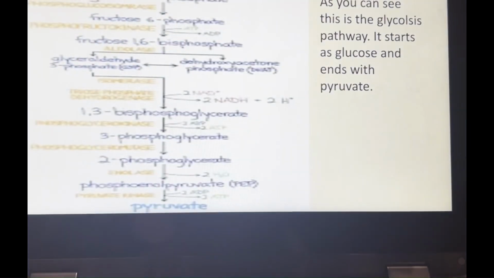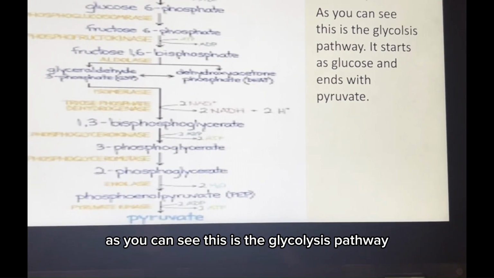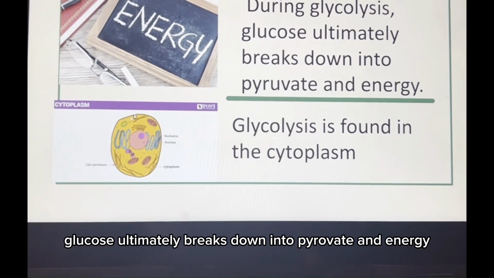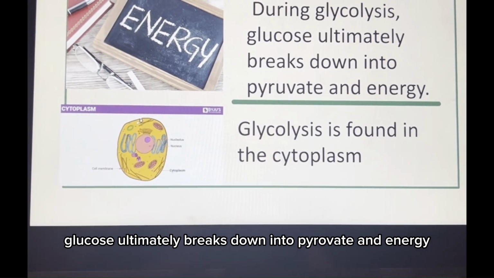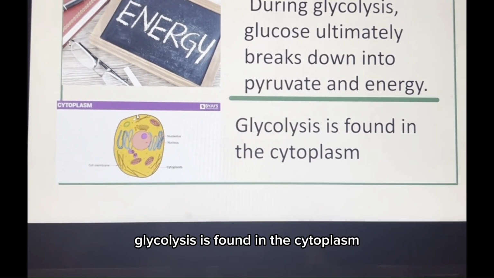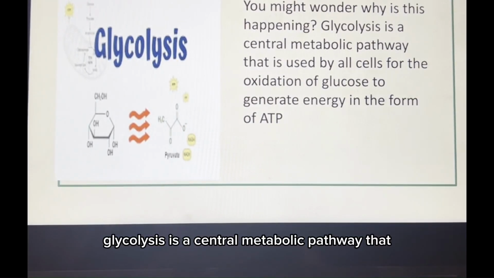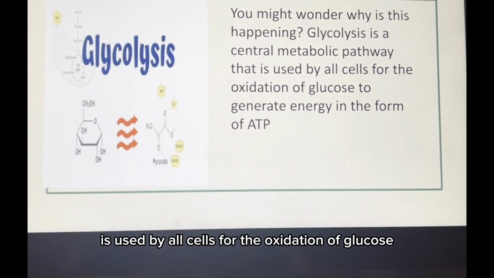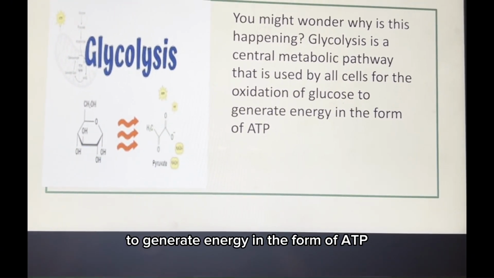As you can see, this is the glycolysis pathway. It starts as glucose and ends with pyruvate. During glycolysis, glucose ultimately breaks down into pyruvate and energy. Glycolysis is found in the cytoplasm. Glycolysis is a central metabolic pathway that is used by all cells for the oxidation of glucose to generate energy in the form of ATP.